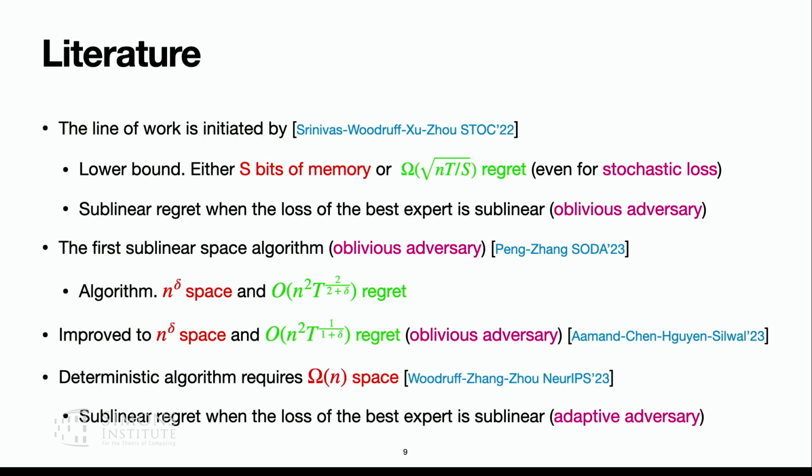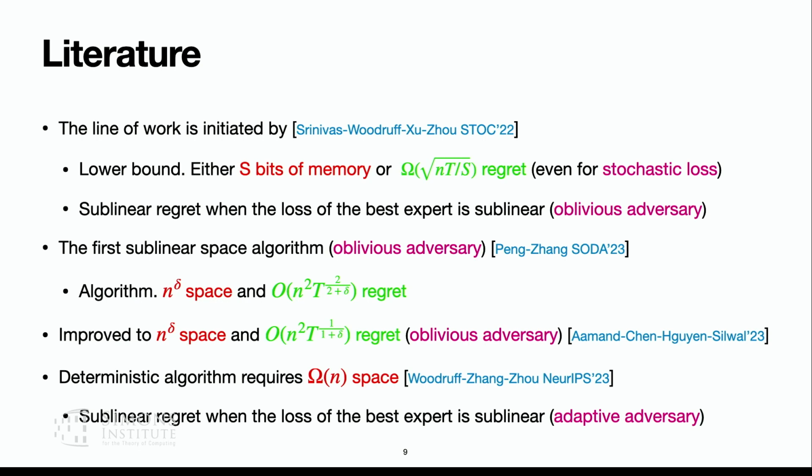And also in a recent work by Woodruff, Zhang, and Zhou, they show that randomization is essential, and a deterministic algorithm needs to use at least omega n bits of space. They also give a sublinear regret algorithm for an adaptive adversary, but again, they need to assume the loss of the best expert itself is sublinear.